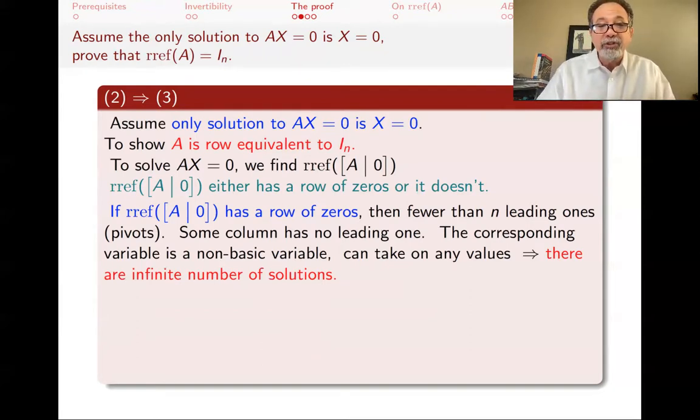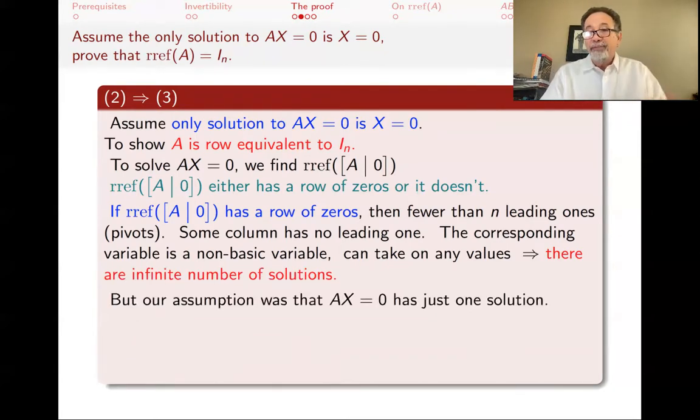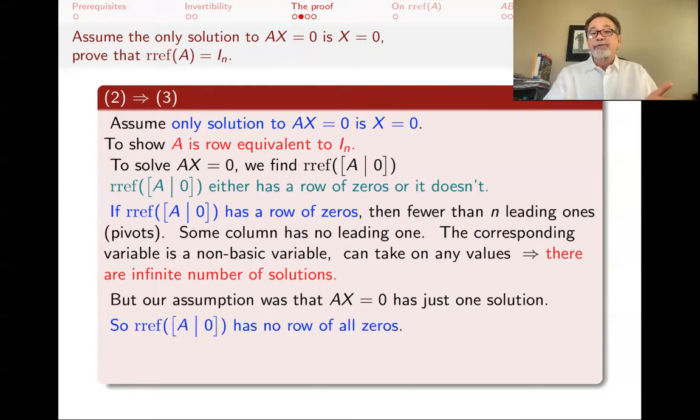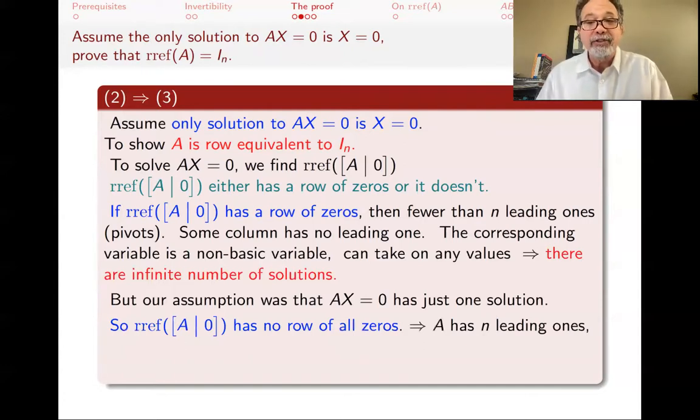But that was not supposed to be the case. Our assumption was that AX equals 0 has just one solution. So this means that the reduced echelon form can't have a row of zeros. So we're in the other case. It doesn't have a row of zeros. But if it doesn't have any row of zeros, then what can I say? Well, in that case, that means that it has n leading ones. Every row has a leading one, and every column has a leading one. But in every column that has a leading one, other than that leading one, everything else is 0. And the leading ones are staggered. That's what a reduced row echelon form is.